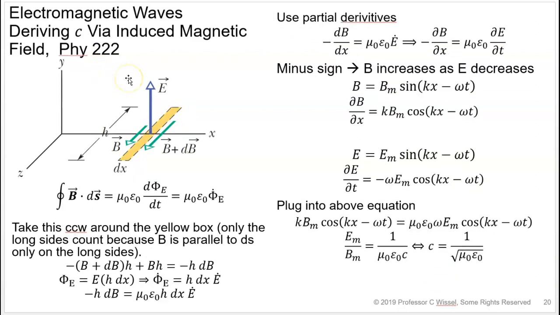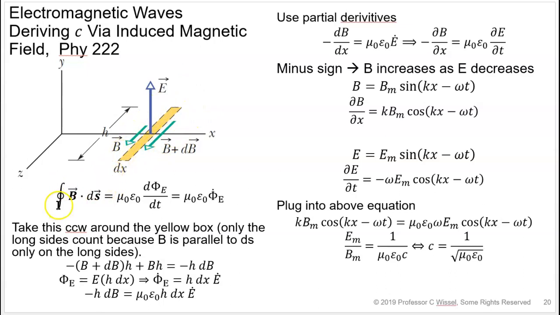Okay, now we're going to do the same thing. We're going to derive the speed of light via the magnetic field. So now we have the magnetic field. We're looking at this part of the magnetic field. As before, the whole wave is traveling along the positive x-axis. The E field is vibrating parallel to the y-axis. The B field is vibrating parallel to the z-axis.